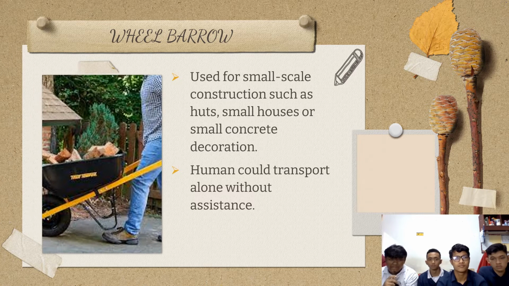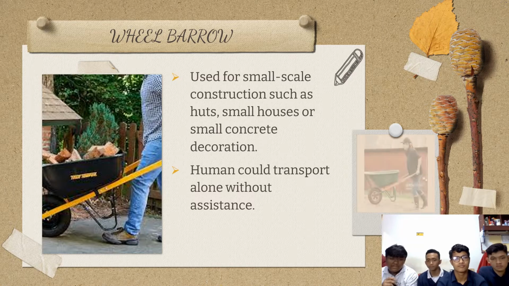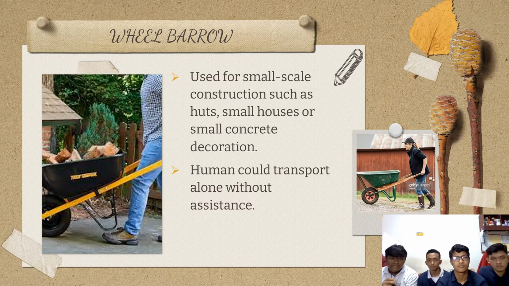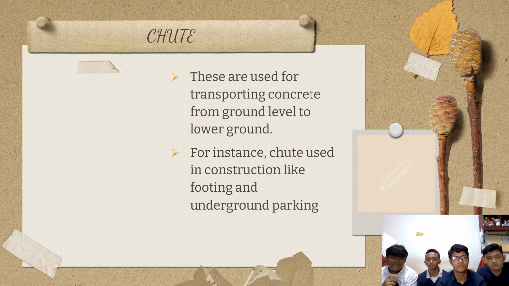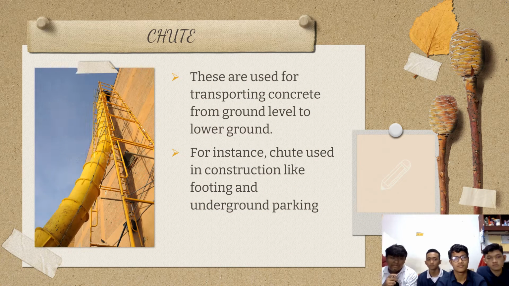So for this one, we got wheelbarrow. It's used for small scale construction such as huts, small houses, or small concrete decoration. A human could transport it alone without assistance. Right now we got chute. These are used for transporting concrete from ground level to a lower ground. For instance, chutes are used in construction like footing and underground parking.